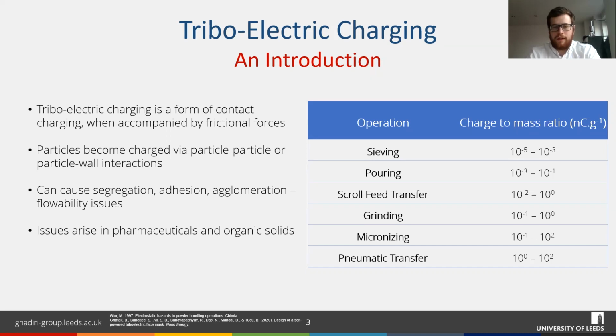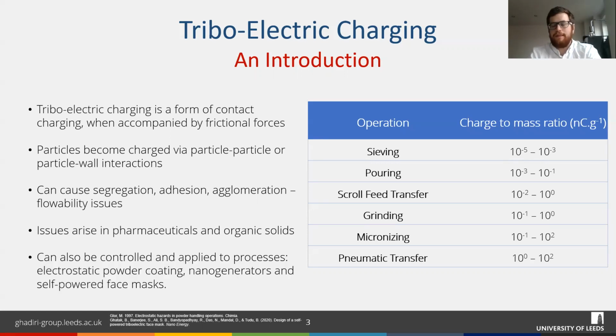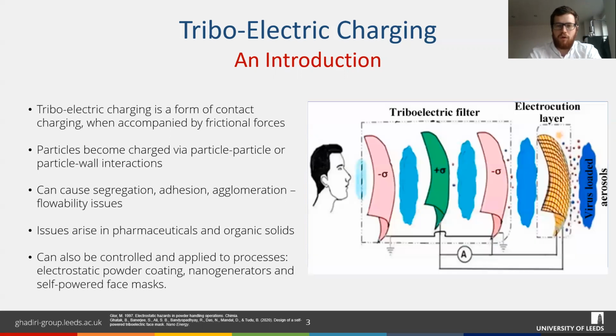So as I mentioned, the issues with pharmaceutical and organic solids, and these are some of the industrial operations where you're likely to see charging. This range is right the way through from sieving or pouring to pneumatic transfer, where you tend to see quite a large amount of charge exchange during these collisions. This can also be controlled and applied in processes such as electrostatic powder coating, nanogenerators, and one that's quite interesting given everything that's going on in the world at the moment, self-powered face masks, which are powered by the tribo-electrification between the layers of the masks themselves.